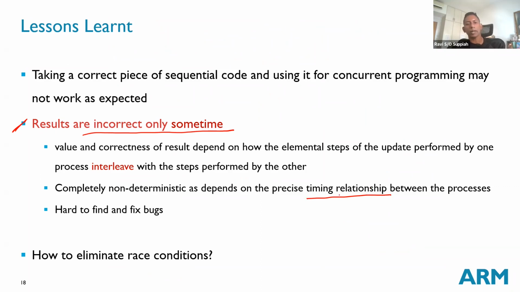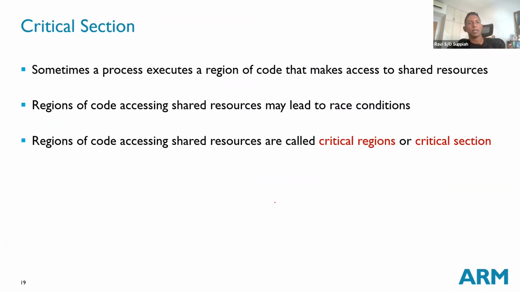So how can we eliminate this race condition? How do you deal with this? That is where the idea of a critical section comes in. What is a critical section? A critical section is basically a region of code where we access shared resources. That means if there's some part of the code where I'm going to get access to some resource which is shared with another task, then that section of the code becomes what we call a critical section.